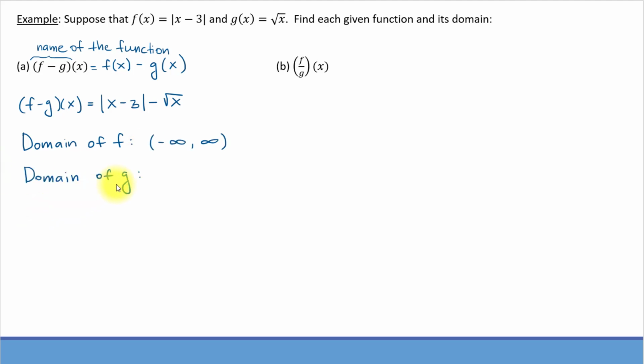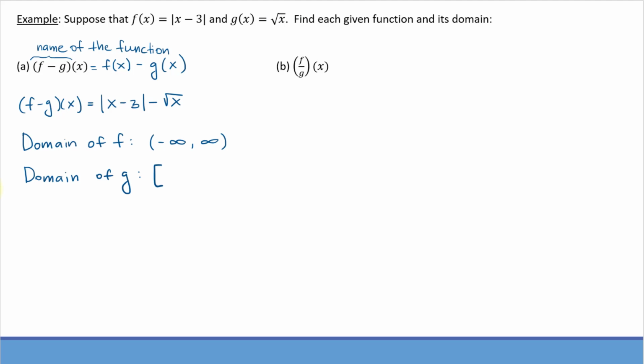How about the domain of function g? Function g is square root of x. Well, we know that when we have square root or any radical with an even index, the expression that's inside the radical should always stay positive or 0. Since it's just x inside the radical, it means that x has to be positive or 0, in other words, greater than or equal to 0.